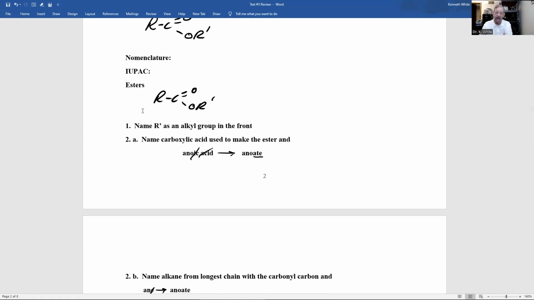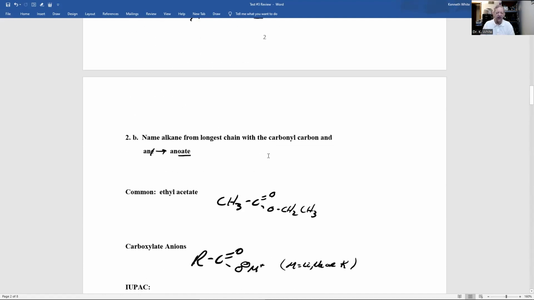Now, step 2A is the IUPAC method. If R prime was an H, you name that carboxylic acid. You drop the OIC or the IC in acid and add ATE. Again, if R prime was H, you pretend it is, even though in an ester it's not. You name it as the carboxylic acid it is, and you drop the IC in the word acid and add OATE.